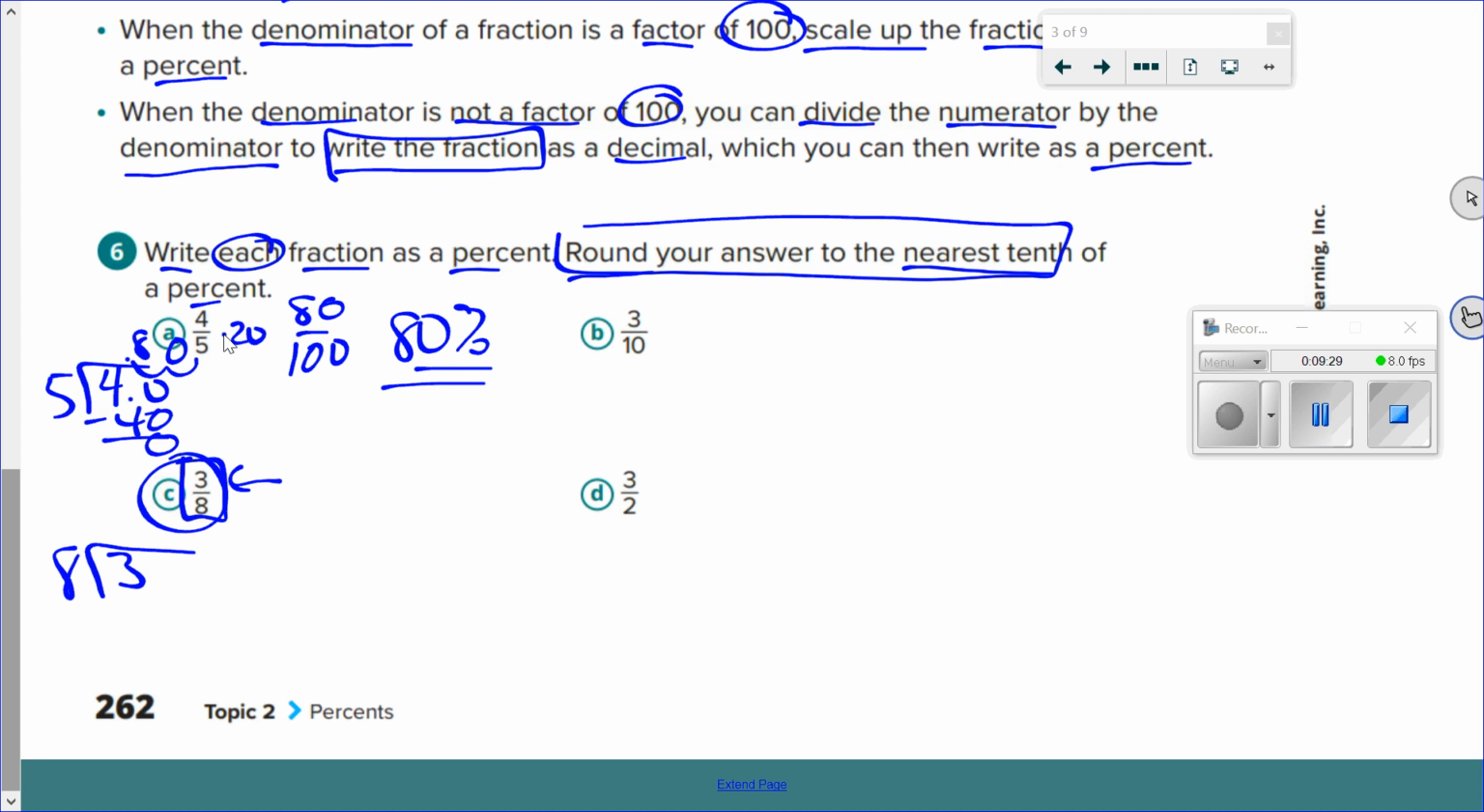How do I go from 10 to 100? Is it easy? Autumn? Good, times 10. So again, numerator and denominator get times 10. 30 over 100 makes it 30%.